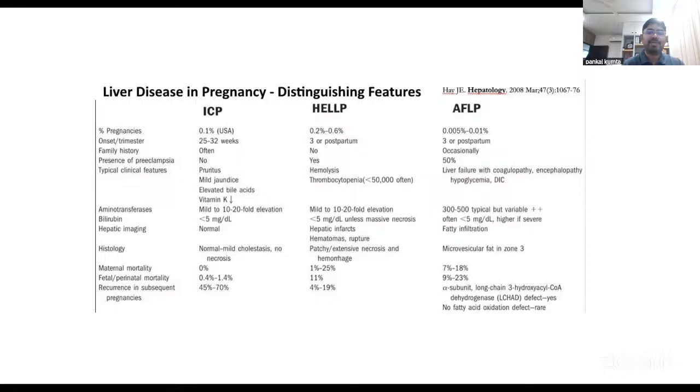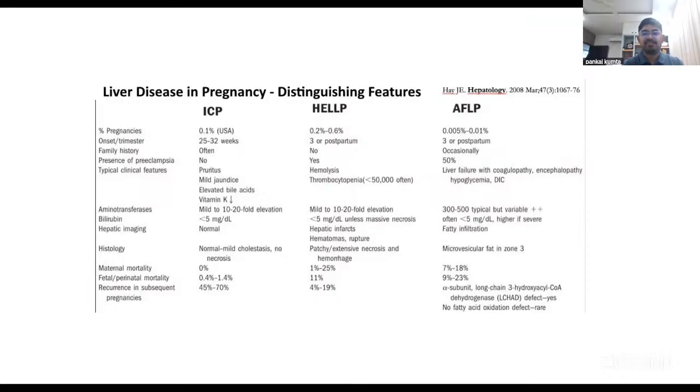Here, patients tend to have hepatic infarcts and hematomas in HELP, while in AFLP it may be non-specific, or you have a bright liver with fatty infiltration and macrovesicular fat infiltration. Mortality is generally not seen in AFLP, but it is more of a clinical issue where it does affect the child, with some preterm issues, but generally it is symptomatic therapy. In HELP and AFLP there is a risk of mortality because of the multi-organ involvement, and we know the treatment is again supportive.